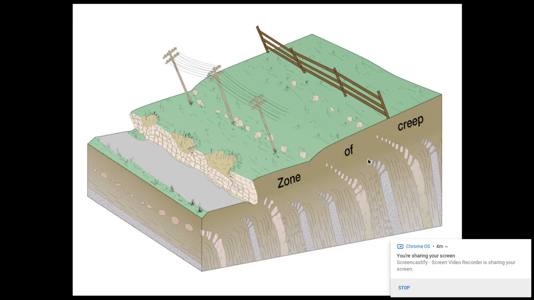What happens is these were straight up and down. Okay. And then the whole kind of top layer kind of just slides down a little. Now, in the telephone poles and the fence, you can see that they are now leaning over.